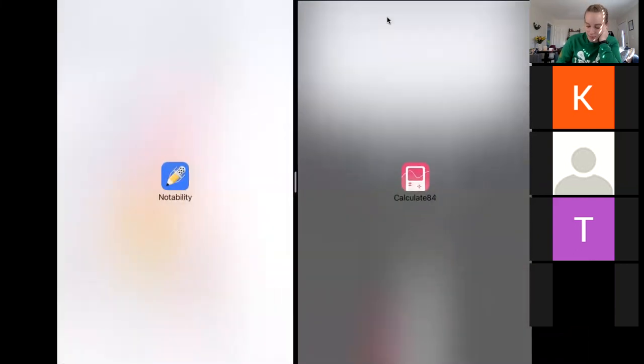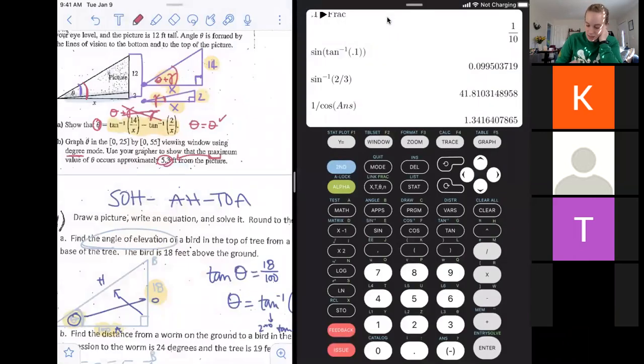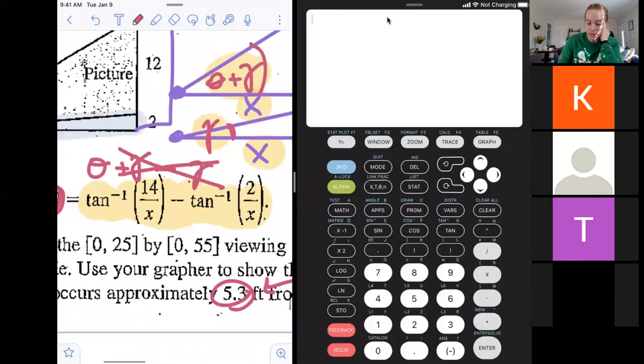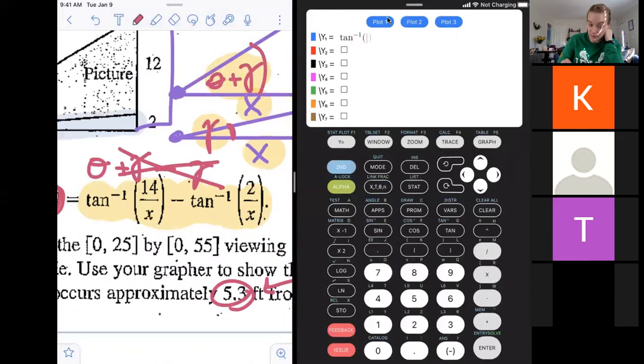I'm pulling my calculator up. I hope you guys have yours off to the side. I'm putting this equation into my y1. So I'm going to go to y1, and I'm going to do second tangent. So that's tan to the negative 1, 14 divided by x. And I'm going to say minus second tangent of 2 divided by x. Okay. So again, I'm just writing the equation they gave me. Anybody have any questions so far?